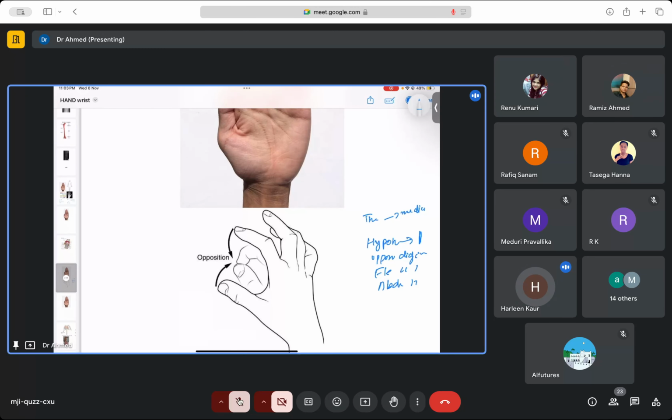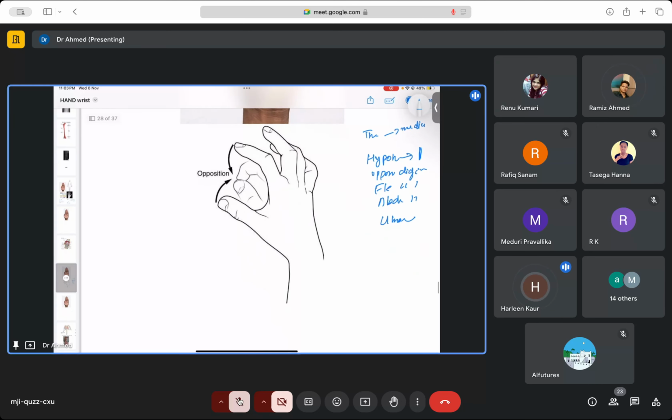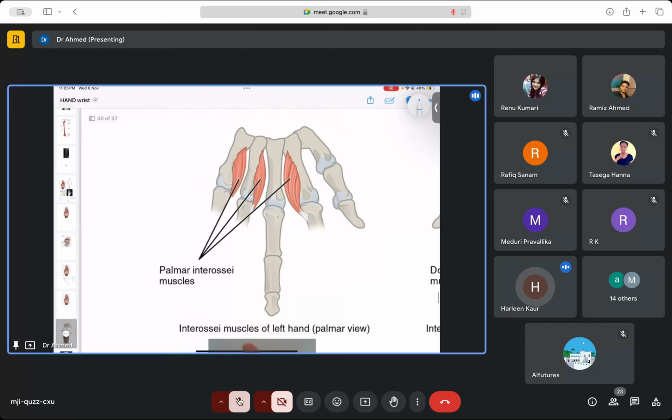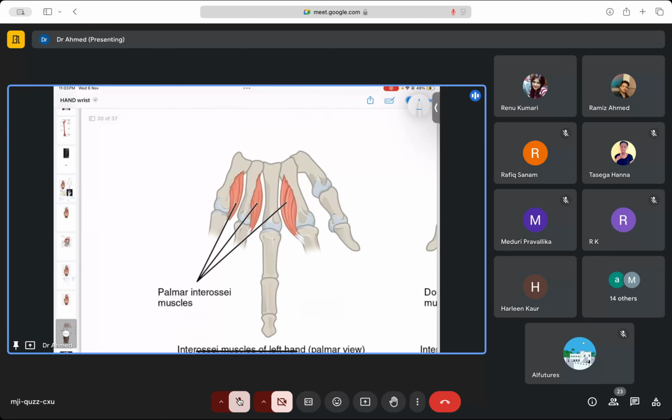...digit in English, right? And they are going to be supplied by which nerve? Ulnar nerve, right? Okay, then you have your interosseous muscles. Here you can see the interosseous muscles. So between the bones, right?